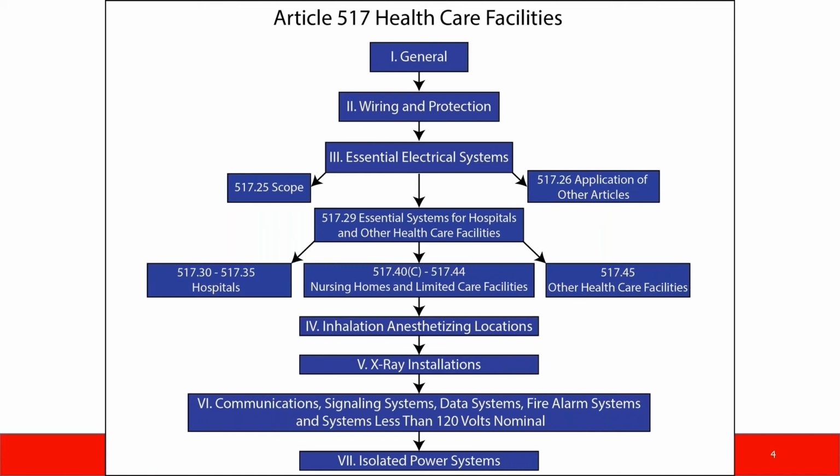My goal is to talk about some of the general requirements, what the different types of healthcare facilities are, and perhaps how those main portions, parts 1, 2, and 3, apply to those different types of facilities. And that's especially true when you get into the essential electrical system, which is really part 3 of Article 517, and how that applies to the different types of healthcare facilities.